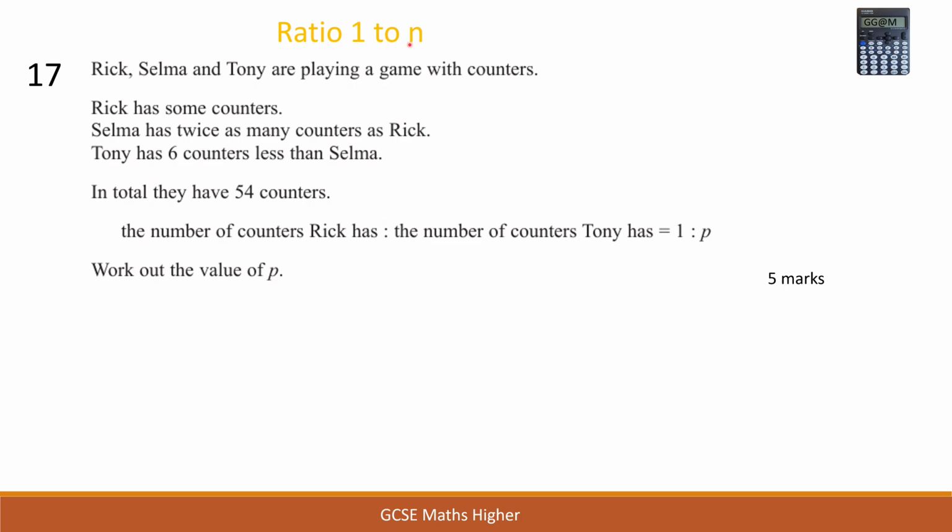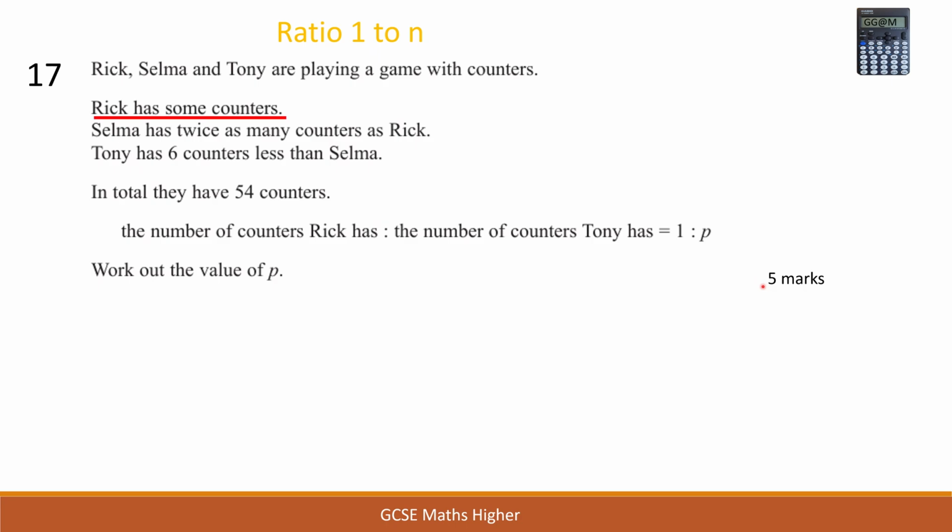So here's a ratio question of the ratio 1 to n. Read through the question. You've got to work out the ratio 1 to p. So where p is the same as n, you've got to find the value of p, and this will give you 5 marks in the exam. Press play when you're ready to hear the answer.